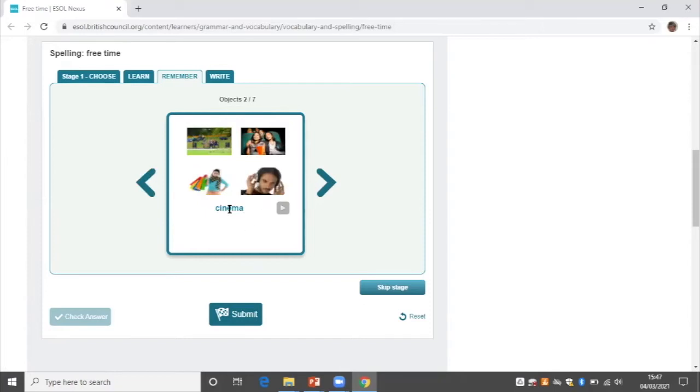Which one goes with cinema? Hopefully you got that right. Which one is the park? Can you remember it from the previous task? Cafe.